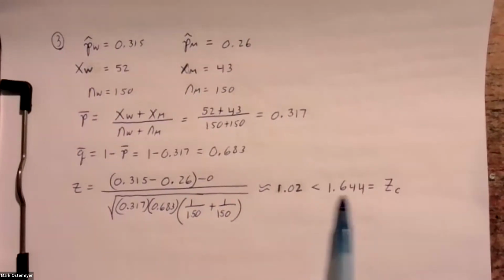which is in the upper tail of the standard normal distribution. So the conclusion is still the same. We cannot reject the null hypothesis. And so again, the summarization is that there does not appear to be any difference in the percentage of women who have hypertension versus men.